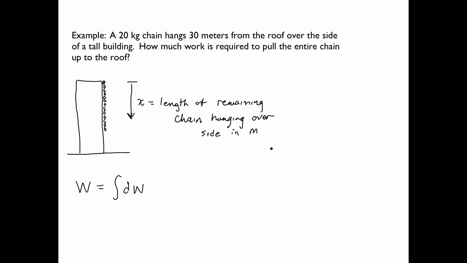So always define your variables very specifically. Don't use one-word descriptions of your variables. Be very specific. So then later in the problem, when you're dealing with those variables, you'll know exactly what they stand for. Okay? So x is the length of chain remaining hanging over the side in meters.